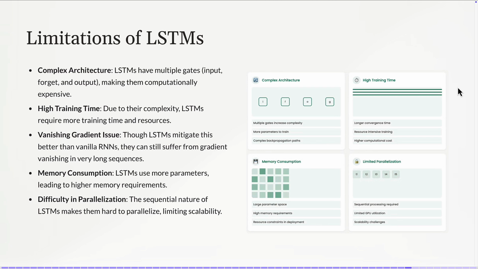So it's a complex architecture. It's one of the most difficult concepts. It's not easy to understand. We want to make it intuitive to at least understand the overall working. It has multiple gates, input, forget, output, making them computationally expensive. So everything is going to be very expensive in terms of computation compared to RNN, which only has one activation function, tanh. It has high training time due to their complexity. LSTM requires more training time and resources. Okay, longer convergence time, resource intensive training and higher computational cost.